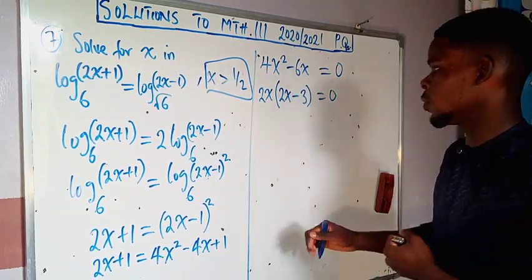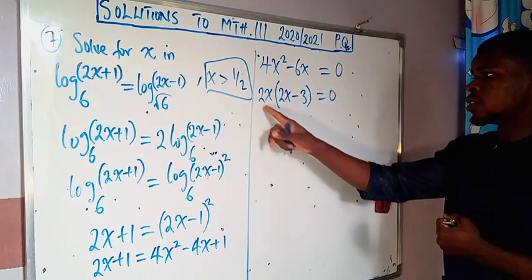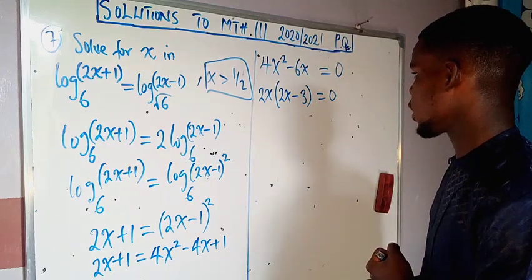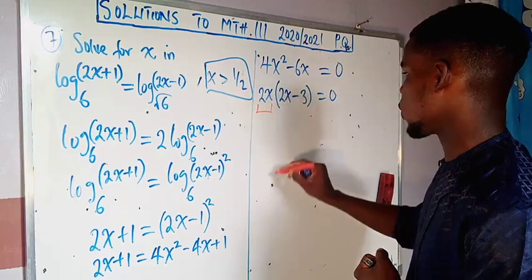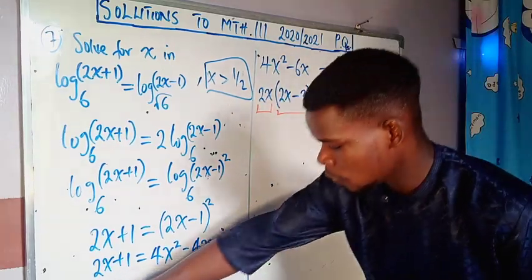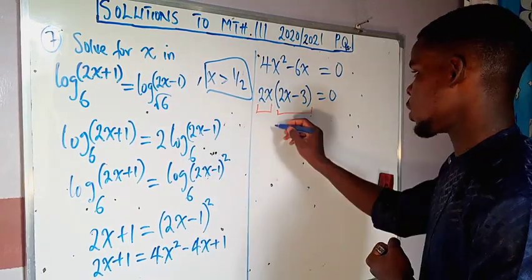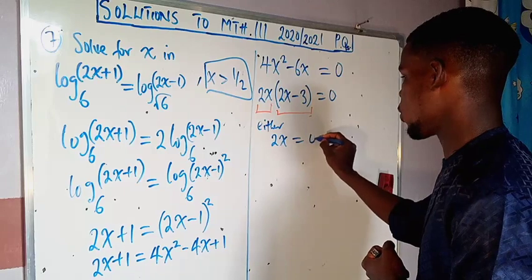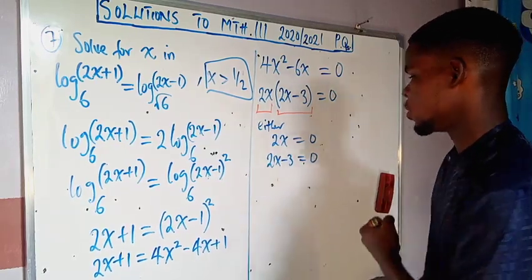We equate that to 0. So you notice that 2x times negative 3 will give us negative 6x. Then 2x times 2x, of course, that's 4x squared. So we're on the right track. Okay, so we have the product of two things giving us 0. That means at least one of them must be 0. Okay, so it's either 2x is 0 or 2x minus 3 is 0.